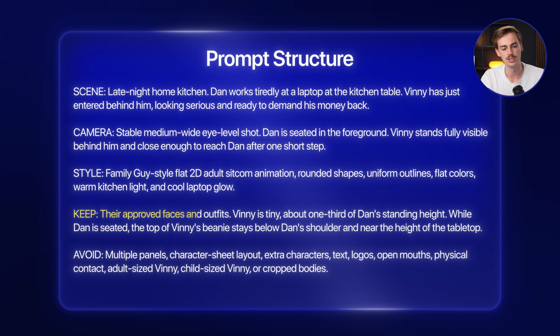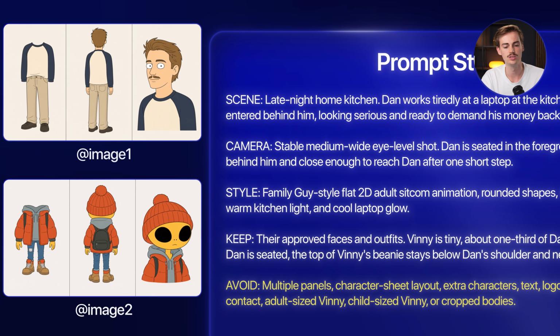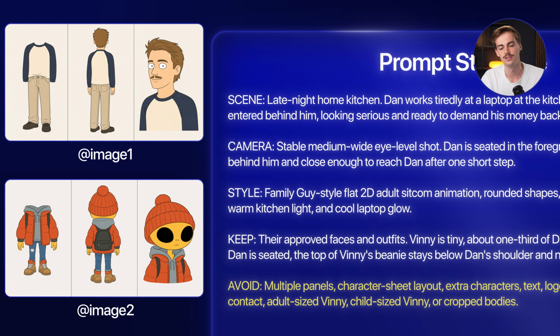Then the things that I want to keep are their outfit and having their proportions done right. And the things that I want to avoid are multiple panels, character sheet layout, extra characters, text, logos, open mouths, that type of stuff. Because using these two references, it might think that you want to use this whole character sheet in there, while we just want the full body character.